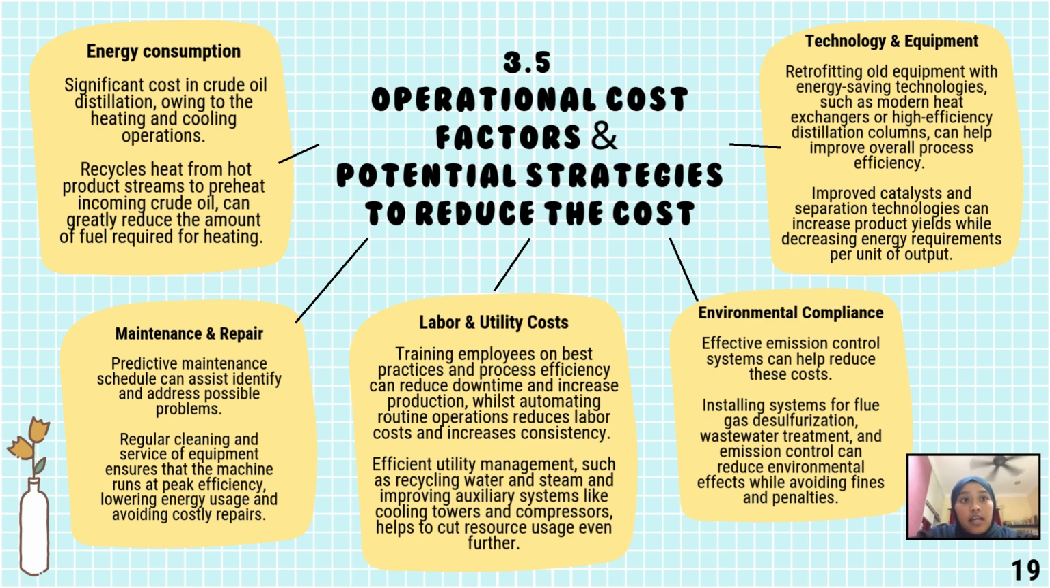Training employees on best practice and process efficiency can reduce downtime and increase the production, whilst automating routine operations reduces labor costs and increases consistency. So, efficient utility management, such as recycling water and steam and improving auxiliary systems like cooling towers and compressors, helps to cut resource usage even further.